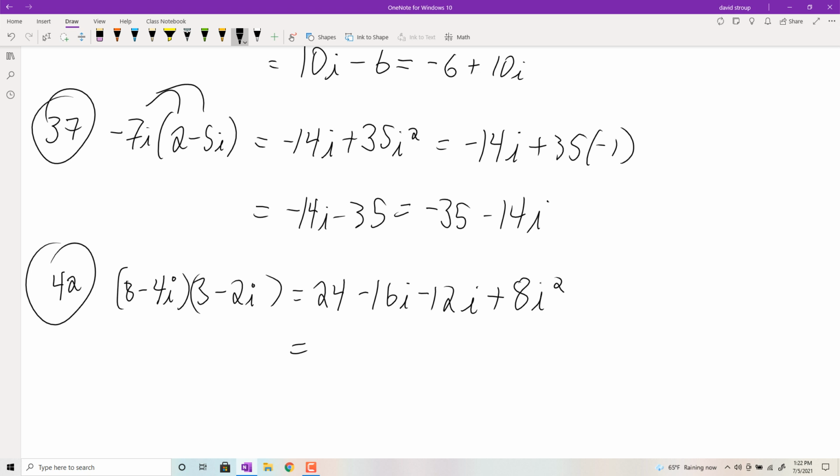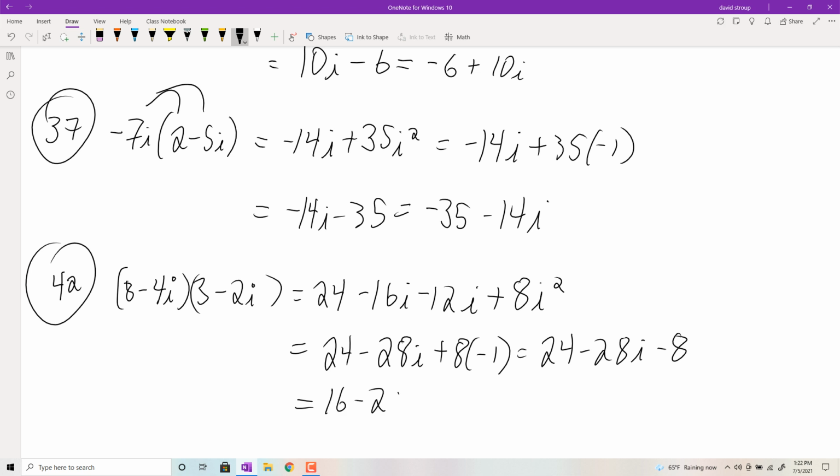Okay. Combine like terms and simplify, so I have 24 minus 28i's plus 8 times negative 1. That will be 24 minus 28i minus 8. And then combine your like terms, 24 minus 8, 16, and then minus 28i.